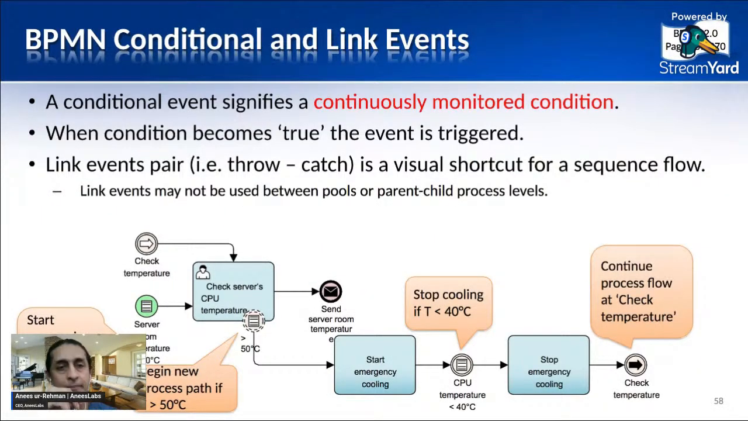Now we talk about BPM conditional and link events. A conditional event signifies a continuously monitored condition. When the condition becomes true, the event is triggered, and when the condition is false, it automatically stops. A link event pair, throw and catch, is a visual shortcut for a sequence flow. So always remember the conditional events you can create. If you don't want to create a conditional event, you can create conditional logic. In that logic, you can define with your text annotation what you want the person to implement at that conditional logic.